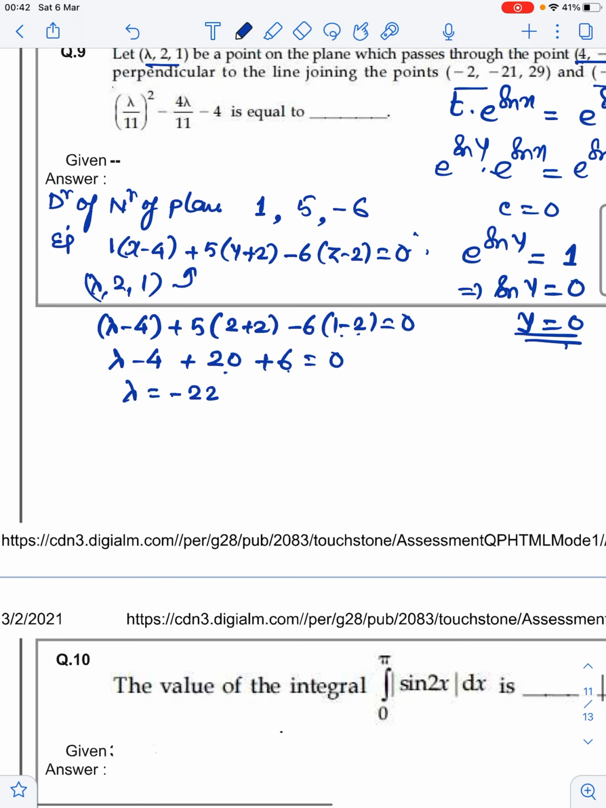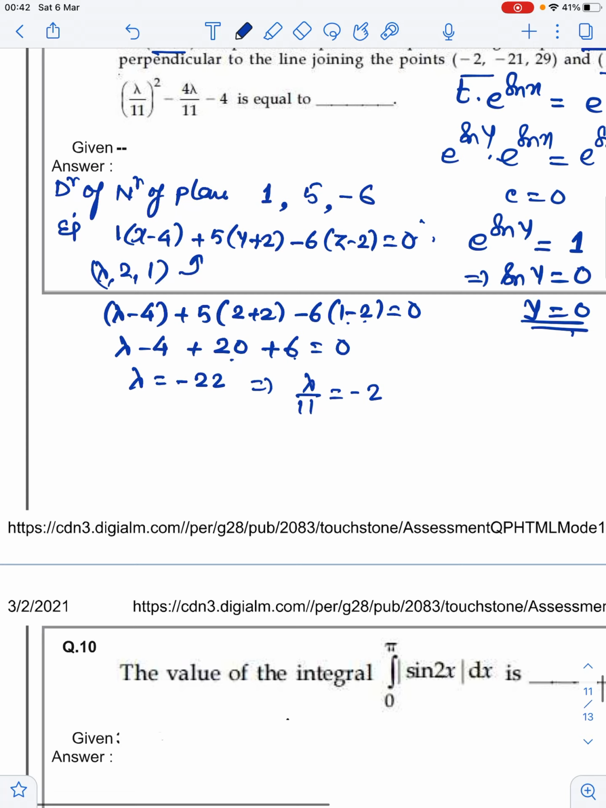So obviously in the expression lambda by 11 is used. So lambda by 11 is definitely minus 2. When put into the expression it becomes 4 plus 8 or minus 4, that is 8. The simplest answer.